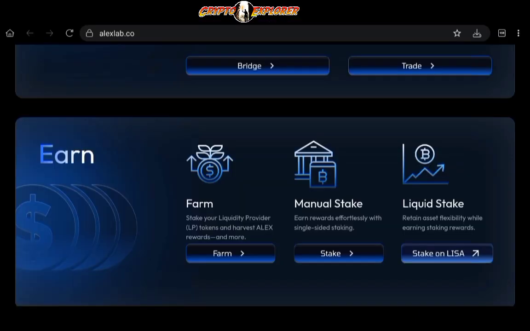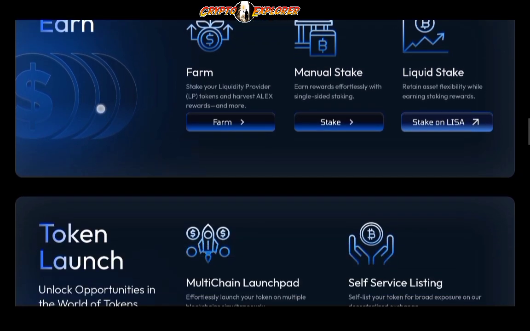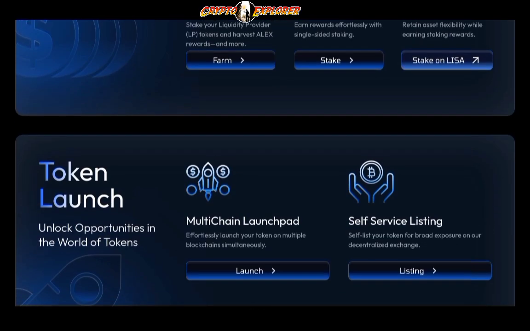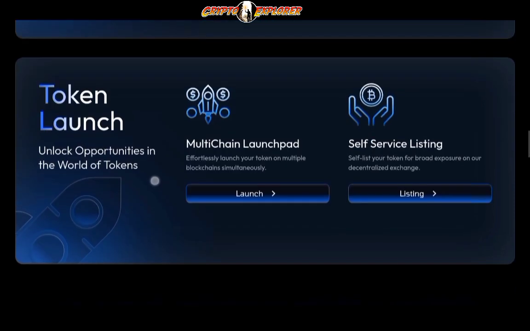So that tells us already that they have indeed some very strong connections with other DeFi protocols on the Stacks ecosystem. They can also offer you other options when it comes to supporting launches of tokens. They have their multi-chain launchpad, so it can help you to launch your own token on multiple blockchains, not just on Stacks. Also, while providing you the opportunity to self-list your token for broad exposure on their decentralized exchange.